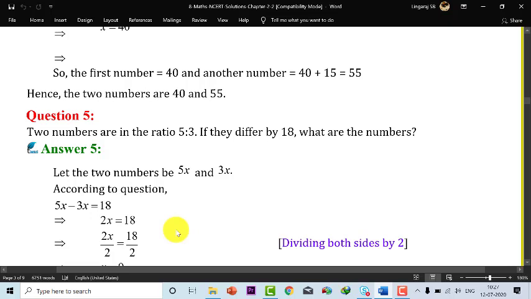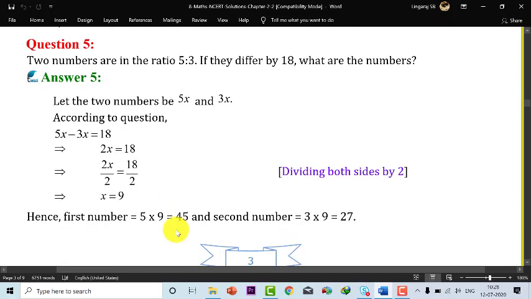Two numbers are in the ratio 2:3. If they differ by 18, what are the numbers? So we can solve this. Let the two numbers be 5x and 3x. According to the question, 5x minus 3x is 18. So here the ratio is 5:3, and the difference is 18. So we should write 5x minus 3x is equal to 18. If we take the difference of these two, we get 2x equal to 18.